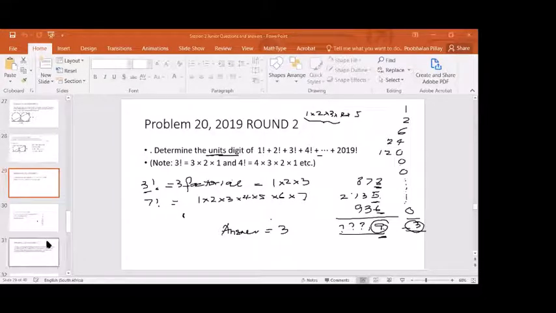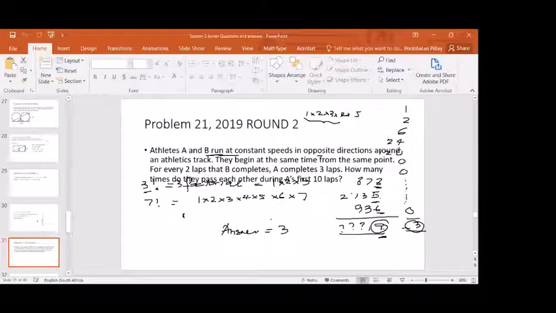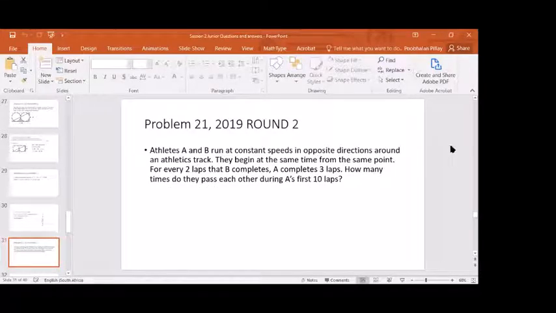So this is problem number 20. Let's go to problem number 21 now. Problem 21 is a kind of tricky problem. It says athletes A and B run at constant speeds in opposite directions around an athletics track. I'm going to assume it's a circular track. Let me draw the diagram, because evidently you need a diagram.